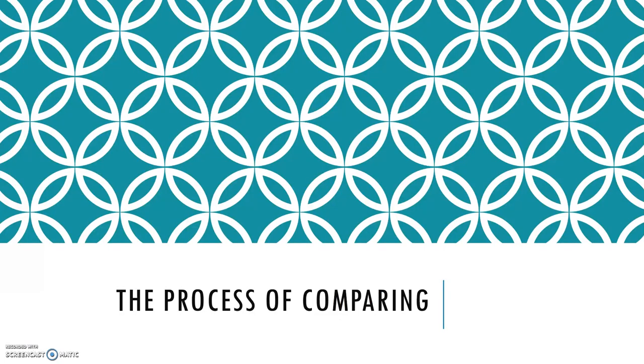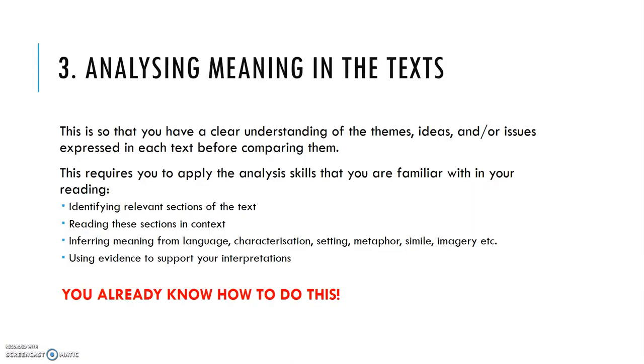Now, the process of comparison, obviously you have your similarities and your differences, and you've got your language. So the process of comparison, well, before you even think about actually juxtaposing the two texts, you need to analyze the meaning within them. And all this requires you to do is to apply the text response skills that you have been using throughout your secondary English education so far. So things like identifying relevant sections, reading sections in context, inferring meaning from language, characterization, using evidence to support your interpretations. That's what you've been doing quite a lot. So keep doing that and keep practicing so you can get better at it.